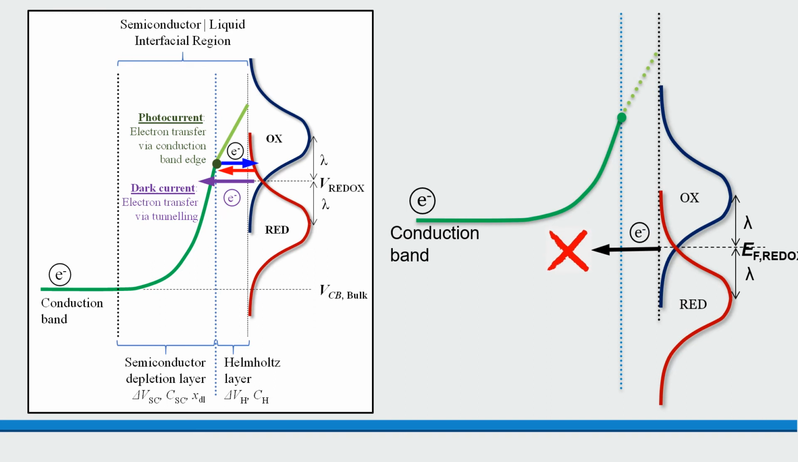And this shows the condition under which tunneling is not possible, because the potential of the conduction band bulk is less positive than the reversible potential of the redox species in the solution.